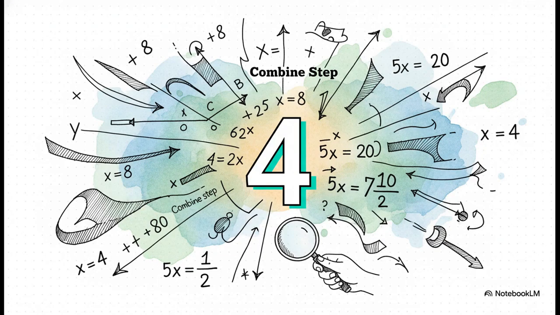And from here, it's a simple 2-step problem. We move the constant, add 8 to both sides. That gets us 5x equals 20. Then we divide by 5 and we get our answer, x equals 4. That combine step is a total game changer.